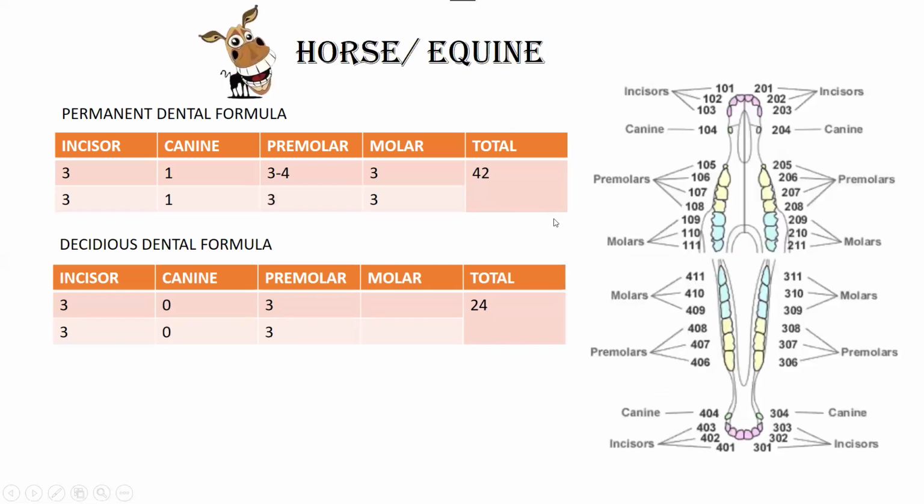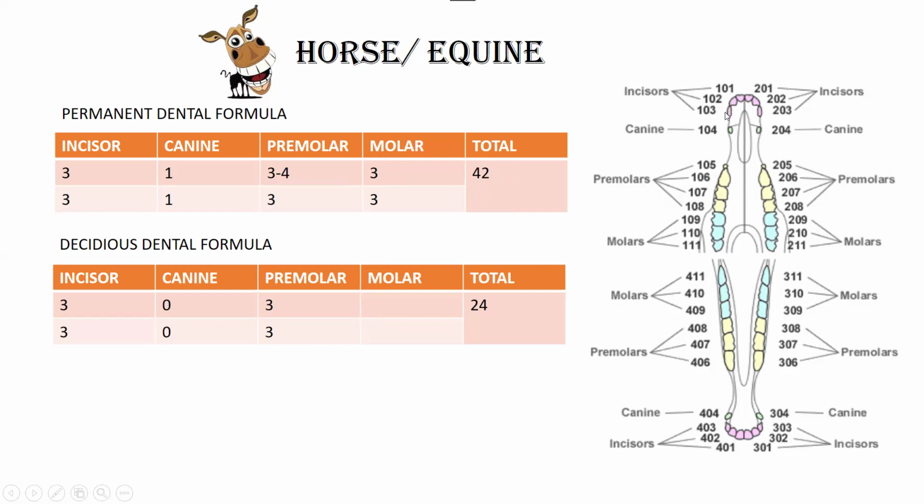Next we have is horse. In horse, you can see 3 by 3, 1 by 1. The premolar in the upper arcade can be 3, can be 4, depending upon the horse. Then lower 3, and molars 3 by 3, grand total of 40 to 42. So let's see this formula over here.